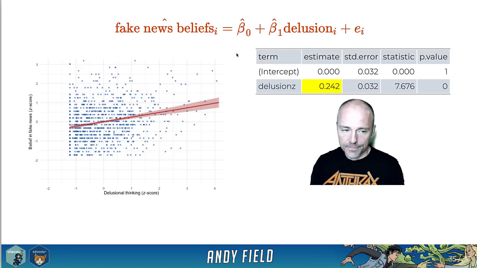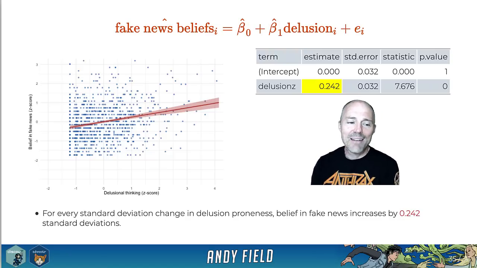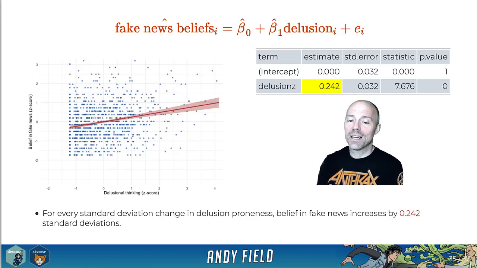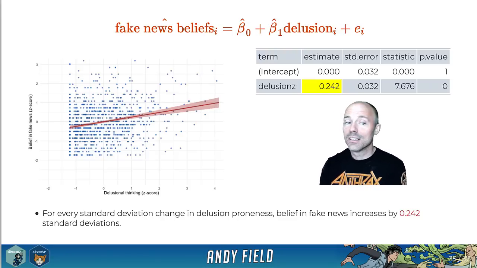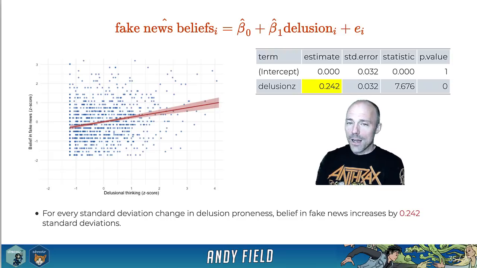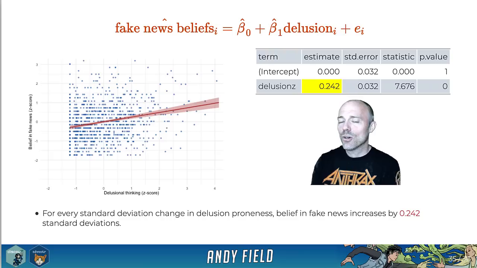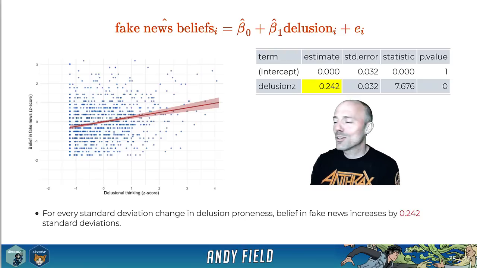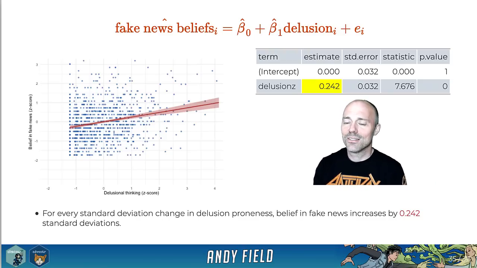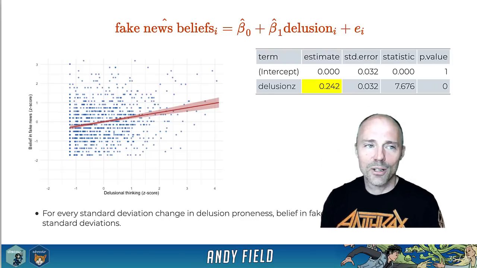The way we can interpret that is, for every standard deviation change in delusion proneness, belief in fake news increases by 0.242 standard deviations. I kind of think the raw betas are much easier to get your head around, but with standardized betas, you can compare them across studies because everything's in standard deviation units. But intuitively, it's difficult to think in standard deviation units. But anyway, you will see these quite often.